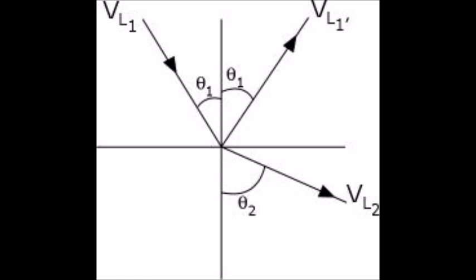Snell's law equates the ratio of material velocities v1 and v2 to the ratio of the sines of incident θ1 and refracted θ2 angles.